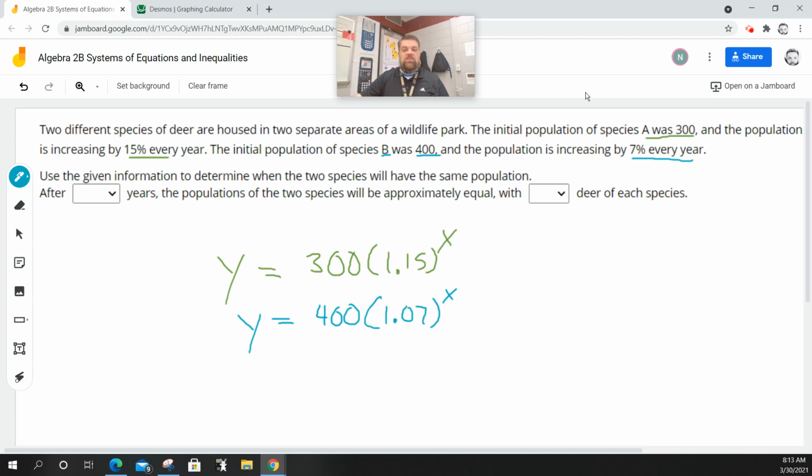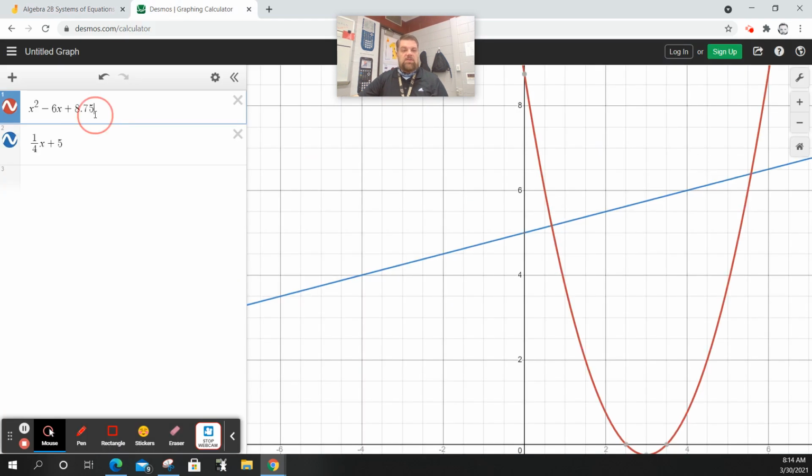So we've got to graph this because it says use the given information to determine when the two species have the same population. After so many years, the populations of the two species will be approximately so many deer. So we just got to graph this. So I'm going to clear this out.